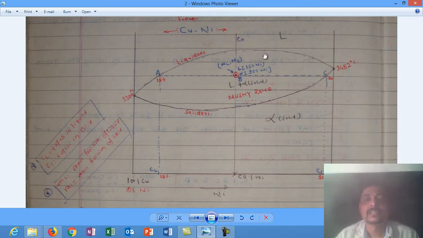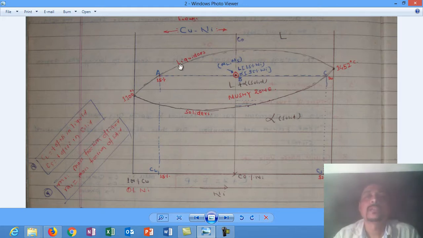In this section the alloy will be in a mixture of liquid and solid, and below this curve the alloy will be in solid form. So there are three different forms of alloy: liquid form, liquid and solid mixture, and solid. This is called the mushy zone. The mushy zone is the mixture of liquid and solid, and this one is solid form.